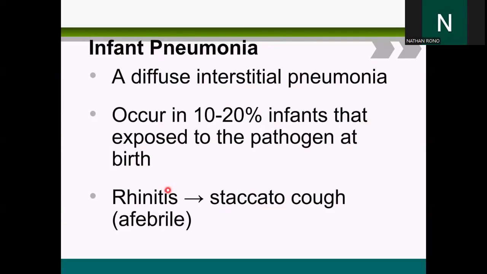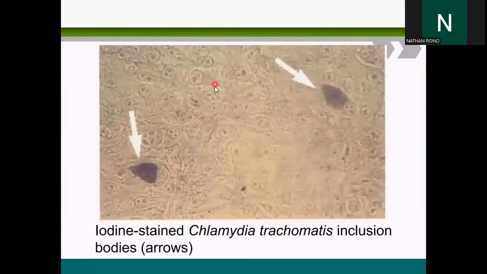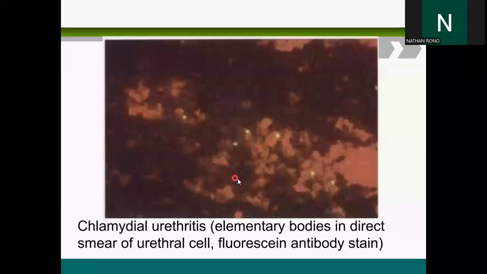It is mostly marked by eosinophilia, and we know that eosinophils deal with allergic reactions and things like that. And it's an interstitial pneumonia, so interstitial means that it's affecting the interstitium. Then these are the inclusion bodies, iodine stained for chlamydia. Chlamydia urethritis, elementary bodies, indirect smear of urethral cell, fluorescent antibody staining.